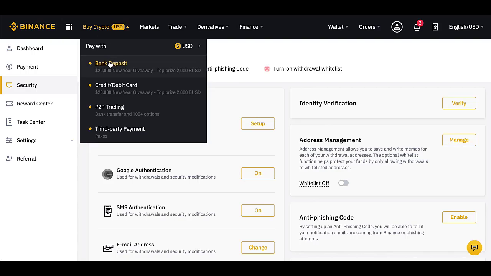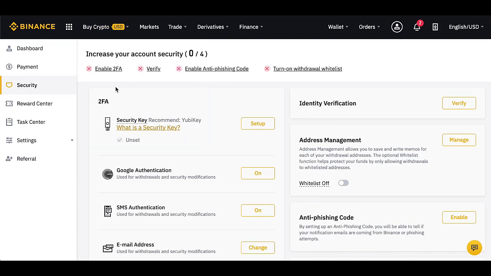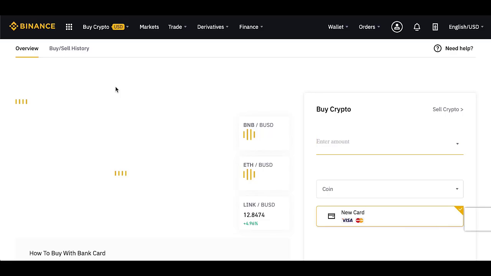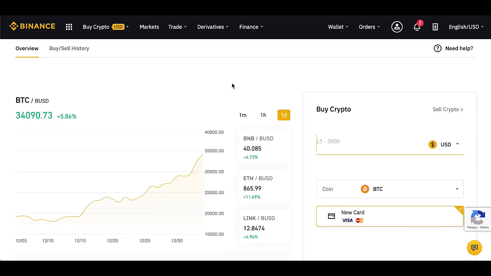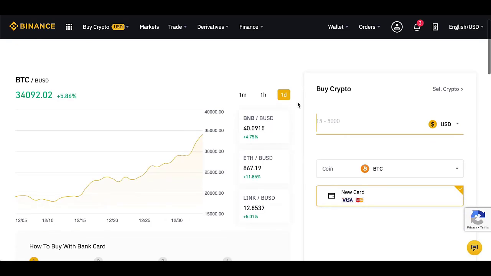So we're going to come right here to credit debit card, buy crypto, and then we can come in and essentially just give them our card details and we can come and buy it. Now, this is the simplest way. Binance are really acting like a broker in this instance. And you can see right now, this is BTC. So this is Bitcoin, and you can see the chart right here.